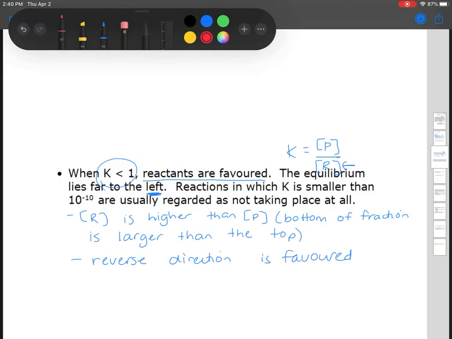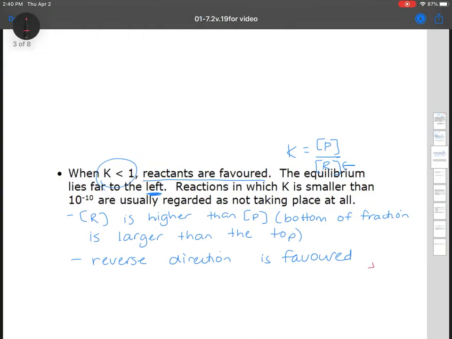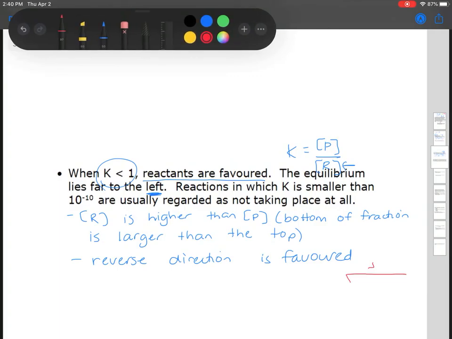And again, make your arrow big. So how big? It doesn't matter. So little arrow in the forward direction, big arrow in the reverse direction.